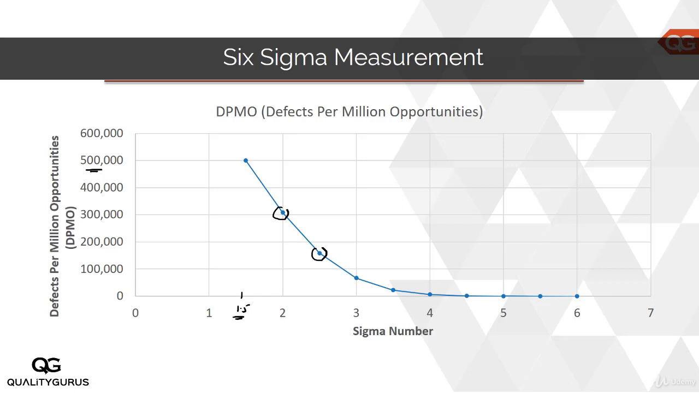So this chart basically shows that you can easily improve your process, let's say from 1.5 sigma up to 3.5 sigma. But after that, the effort to improve will increase drastically. You need to really work hard to improve your process beyond 3.5 sigma. So this completes our discussion on DPMO.